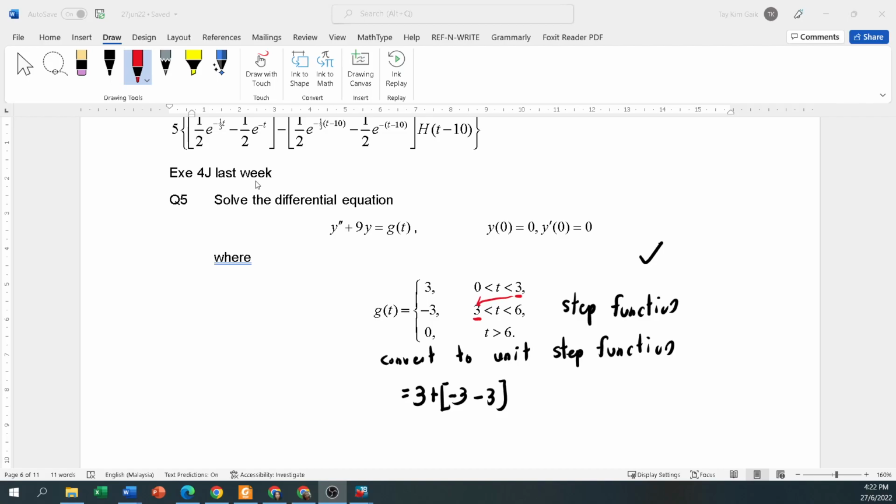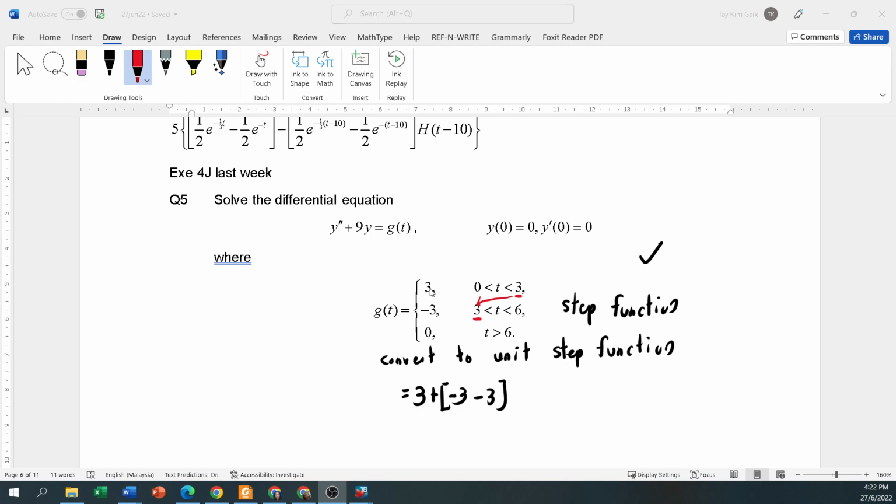So this is exercise 4J, last week's tutorial. Those who submitted the tutorial in the individual activity can get it back from the link in the Telegram. The question is: solve the differential equation y double prime plus 9y equal to g(t), given the initial conditions y(0) equal to 0, y prime (0) equal to 0.